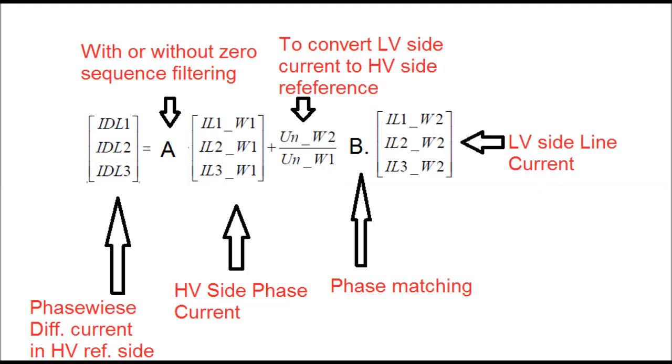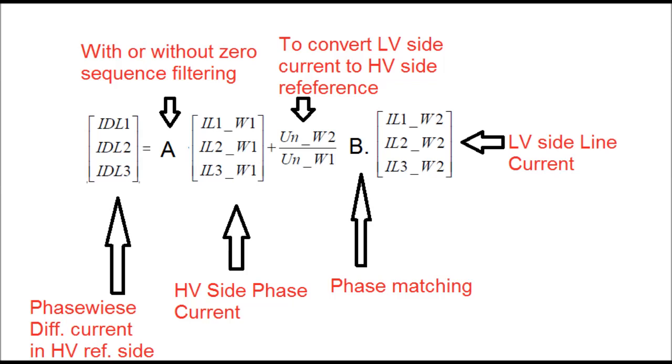The equation for differential current phase wise is given in this figure. In the first option on the left hand side, IDL1, IDL2 and IDL3 are the phase wise differential currents in HV side reference winding. On the right hand side, the HV side currents are multiplied by the factor or matrix A to nullify the zero sequence current in the HV side.